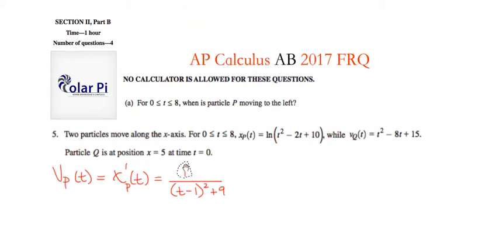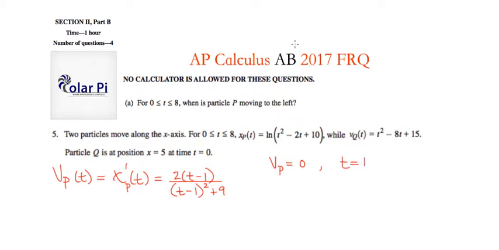So I multiply by the derivative of this quadratic, which is 2t minus 2, or 2 times (t minus 1). I can write it this way. Now this is correctly the derivative, and therefore the velocity function for the particle P. We need to figure out where this is less than 0. First, let's figure out where it's equal to 0, and it's clear that it's equal to 0 when t equals 1.